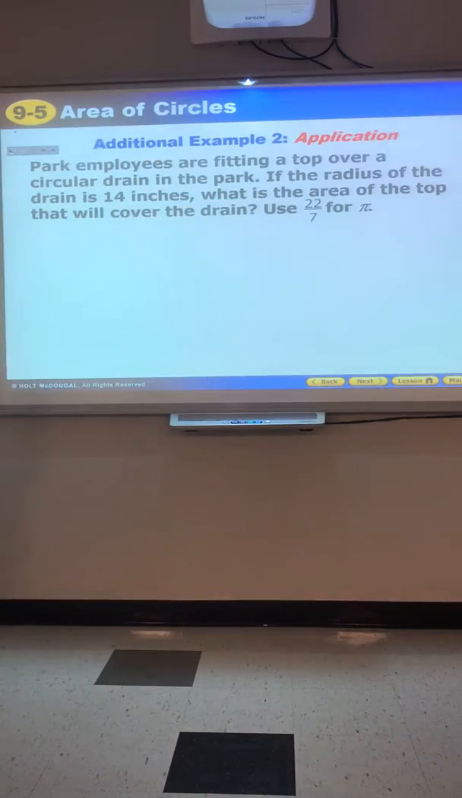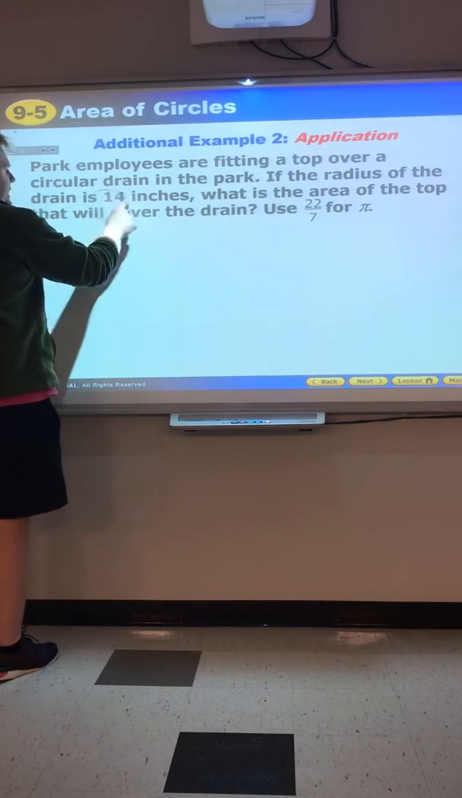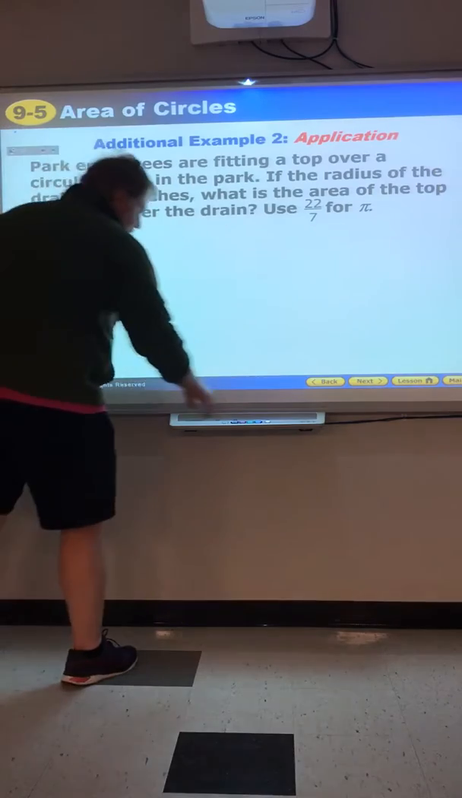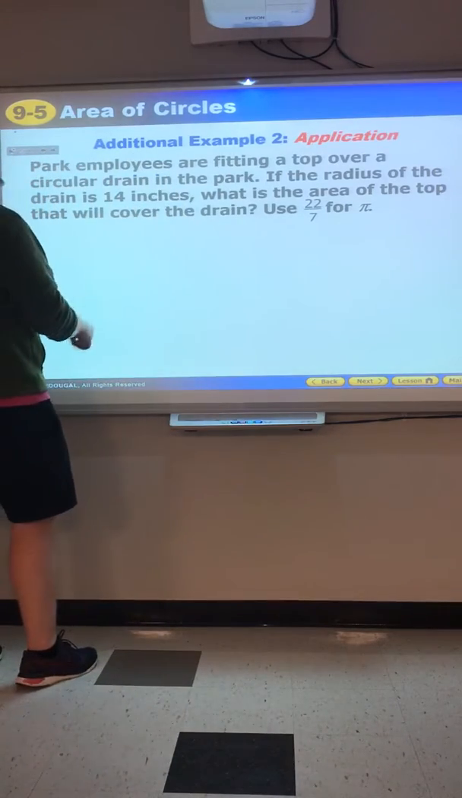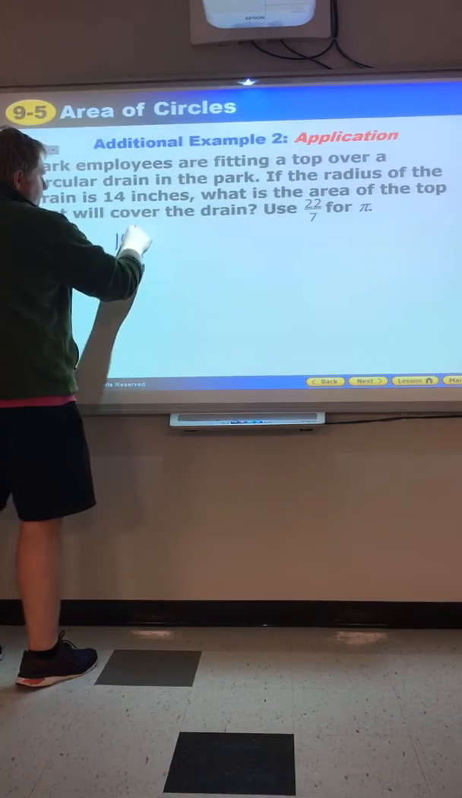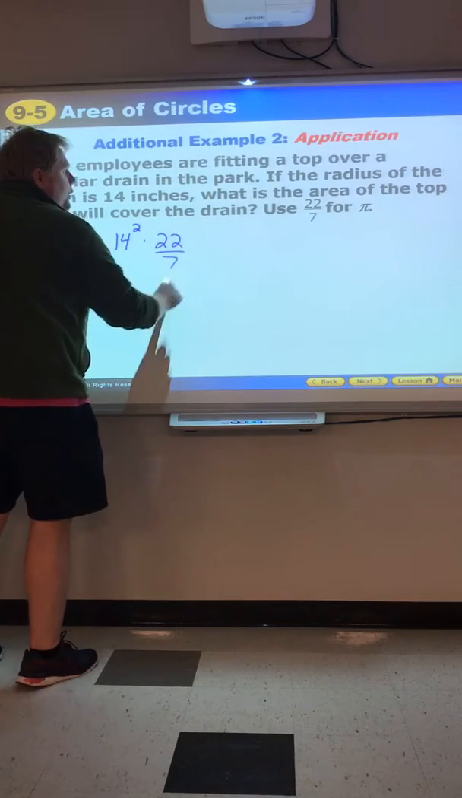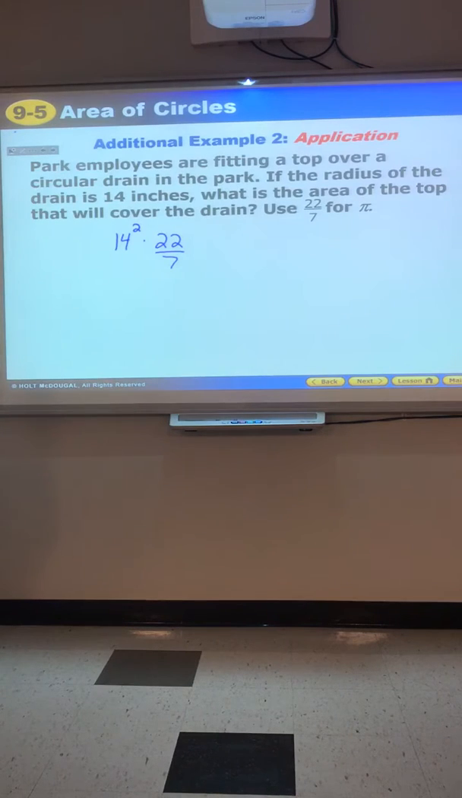Now, park employees are fitting a top over a circular drain in the park. If the radius of the drain is 14 inches, big drain, what is the area of the top that will cover the drain? Notice, radius is 14. That's a multiple of 7. So we're going to take 14 squared times 22 over 7. Now, first we must do 14 times 14.